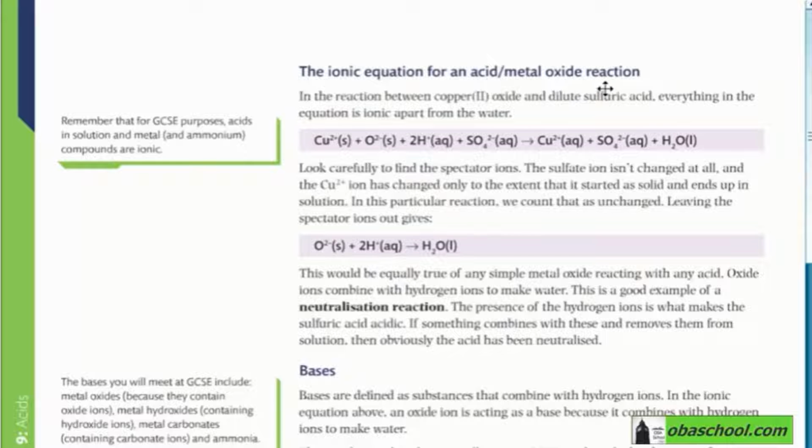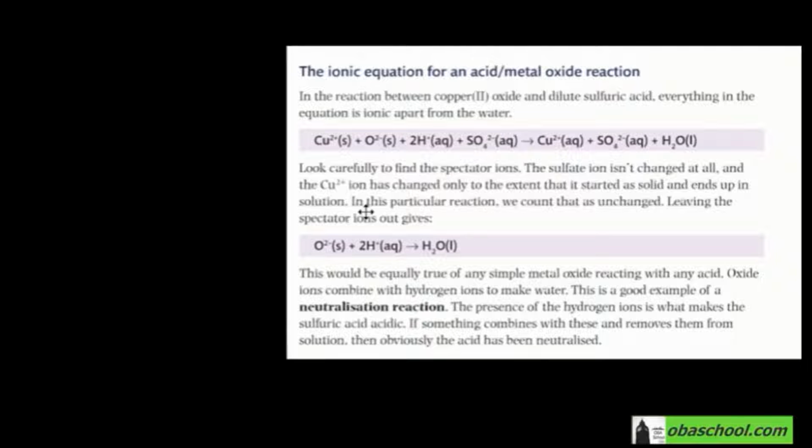The ionic equation for an acid-metal oxide reaction. We'll look at the big equation at first. We remove the spectator ions to be left with this equation, which is O2- plus 2H+ reacts to give H2O.